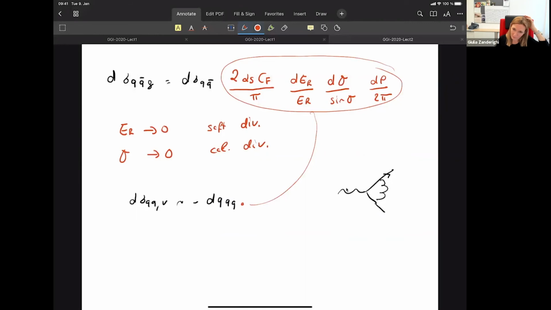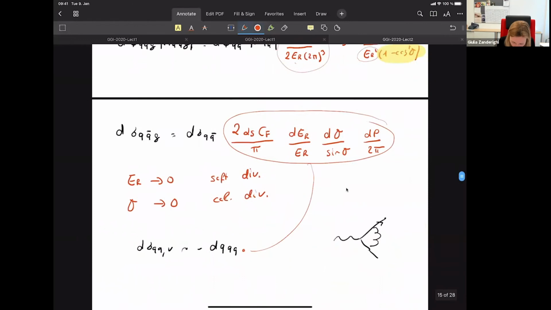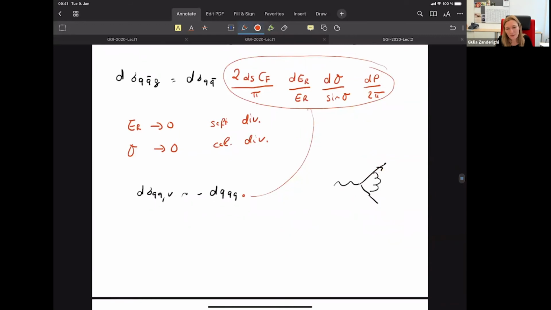Now, this soft divergence is present in gauge theories in general, even if the particle that emits has a mass. So for instance, a top that emits a soft gluon, there will be a soft divergence. But collinear divergences are there only if the emitter is also massless. You see it from this one minus cos theta structure, which is like that if the quark is massless. Otherwise you would have a mass that regulates the scale. So collinear divergences are there only when the particle that emits is massless. I discuss this now in this specific example, but these are really very typical properties of the presence of infrared divergences.